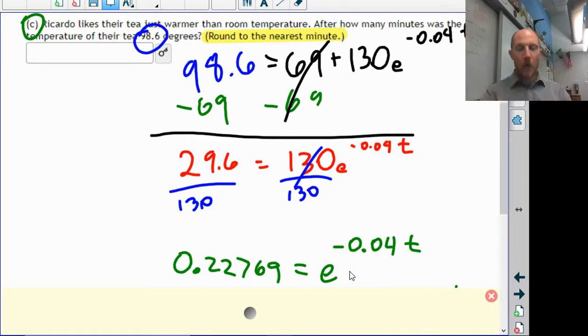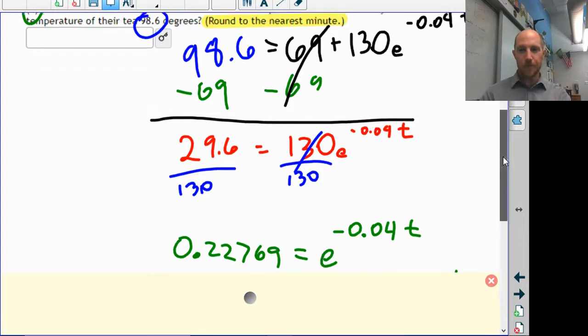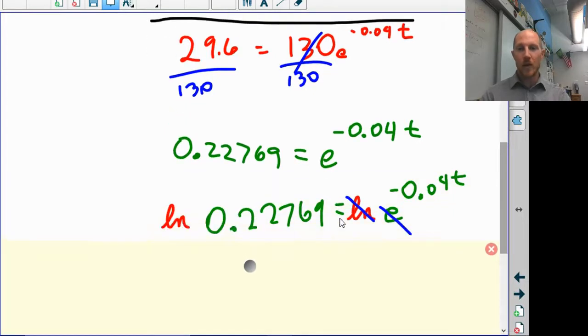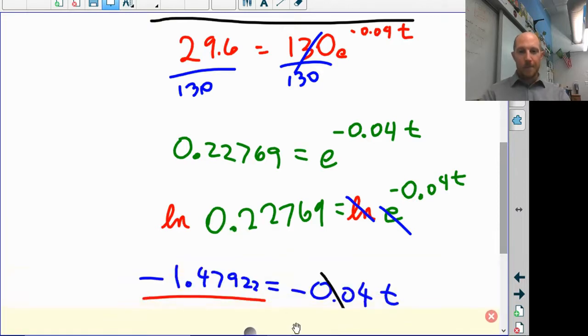Secondly, now I need to use the inverse property. So I need to get the t, that variable, not trapped as an exponent. So I need to get rid of the e. I need to do the inverse property. So I'm going to take the log of both sides. Specifically, since the base of the exponent is e, I'm going to use the natural log. So natural log of both sides, the natural log and the base e, those are inverses, so they undo. I'll just be left with a negative 0.04t. And then I got to calculate the natural log of this decimal.